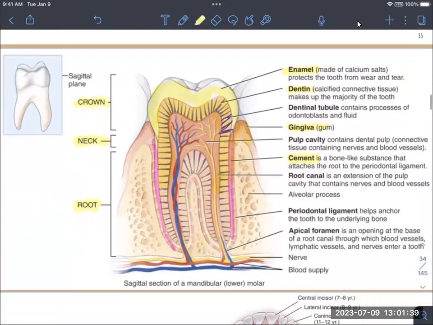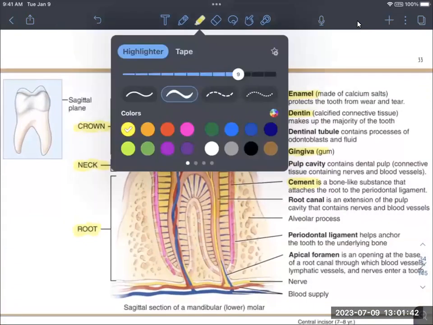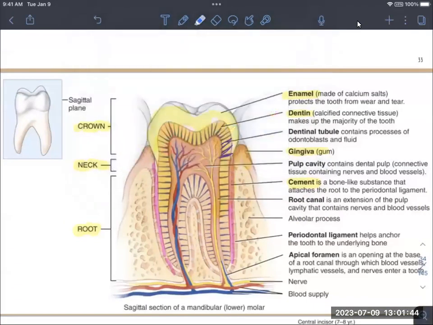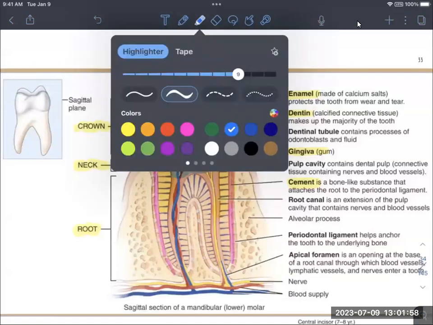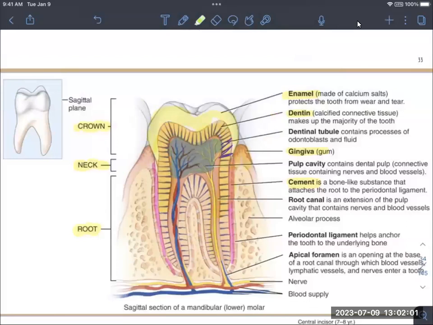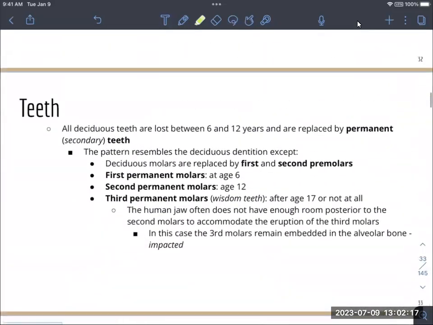So let's look here. This opening, we can see this whole area, and here is this pulp cavity. And then we have this root canal where this nerve and these blood vessels come in. That apical foramen down here at the bottom is where these nerves and blood vessels are going to enter the tooth.